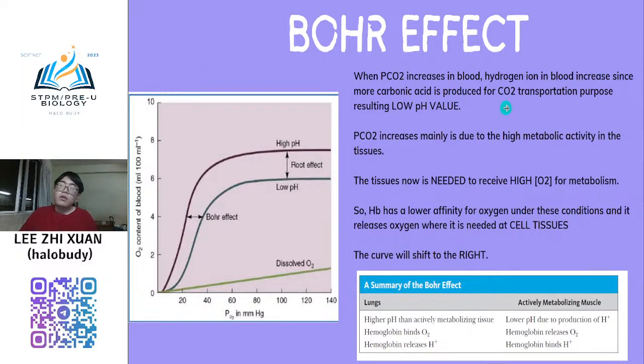It results in a low pH value. So when your pH is decreasing, your partial pressure of carbon dioxide has increased, mainly due to the high metabolic activity in the tissue. So now your tissue needs to receive a lot of oxygen for metabolism.